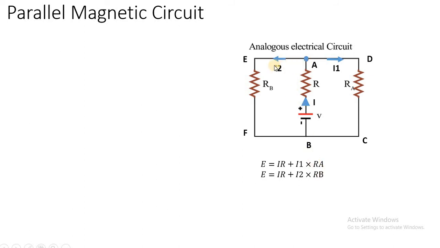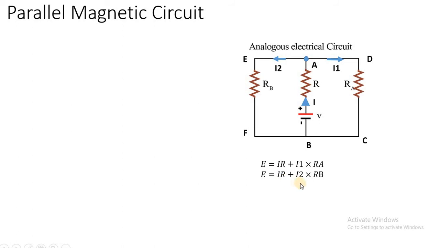Now see A, E, F, B and A. So in A, E, F, we are getting the resistance RB, which has the current I2. So the voltage drop is I2 into RB. Okay. Then in this particular path, how many EMF do we get? Only one, of the magnitude V. And what is the voltage drop? Again here we are getting IR. So again in the second side of the circuit, EMF equals the sum of voltage drops. So the sum of voltage drops will be I into R plus I2 into RB.